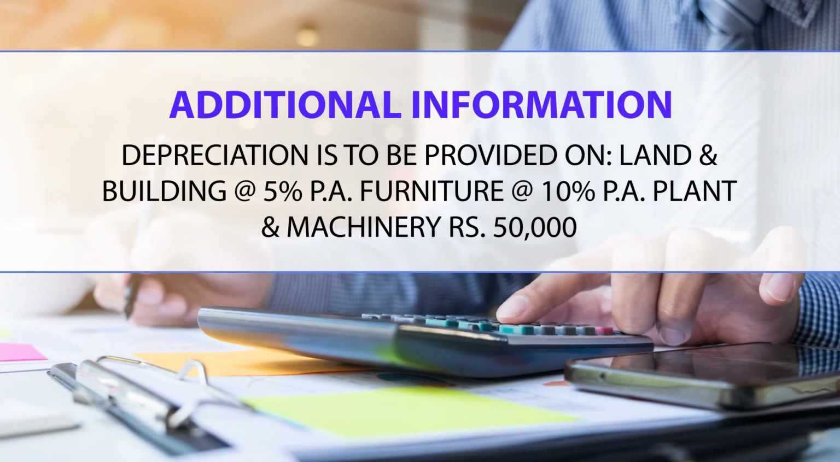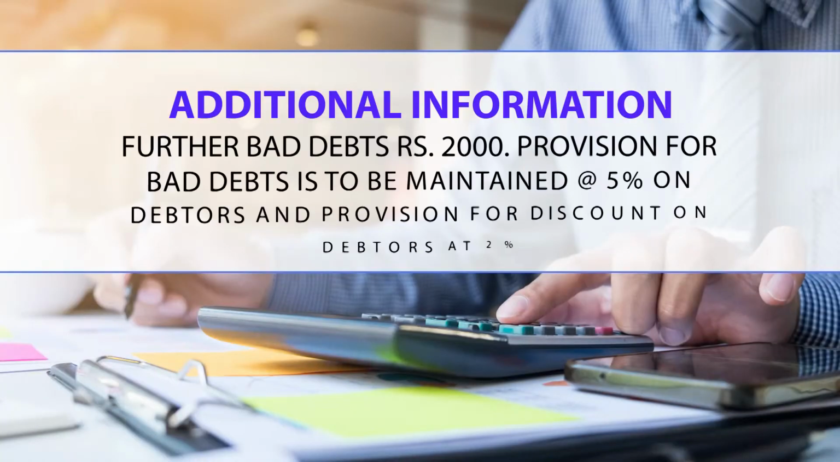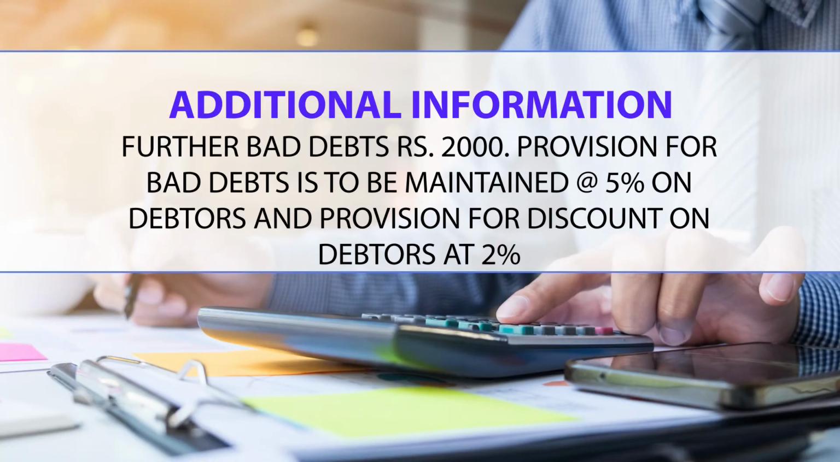Then the next one is depreciation to be provided on land and building at the rate of 5% per annum, furniture at the rate of 10% per annum, and plant and machinery rupees 50,000. So this is the amount of depreciation we have to provide. Then the third one is further bad debts rupees 2,000. Provision for bad debts is to be maintained at 5% on debtors, and provision for discount on debtors at the rate of 2% on debtors.